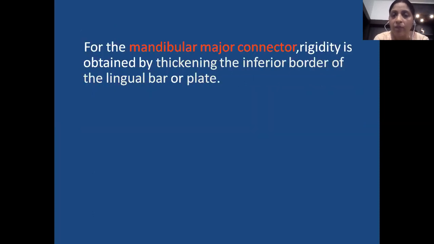Now, for the mandibular major connector, rigidity is usually obtained by thickening the inferior border of the major connector. Lingual bar and lingual plate are commonly used mandibular major connectors. So, if we thicken their inferior border, then we can have more rigidity. But thickening of the borders automatically has some disadvantages, that is, thickening will increase the bulk of the major connector and overall prosthesis, which can be uncomfortable to the patient.